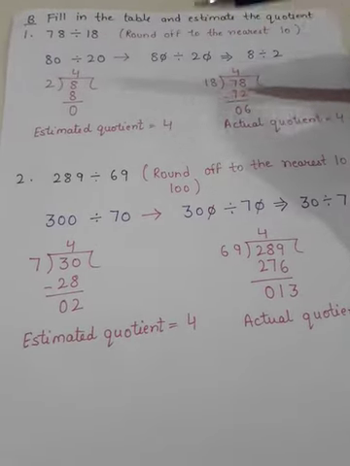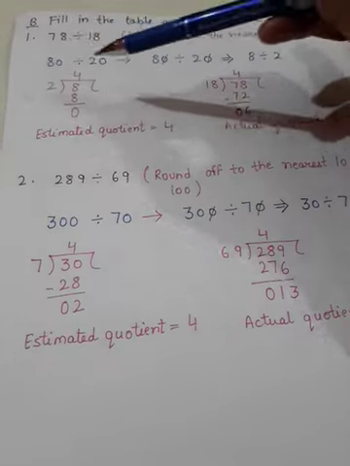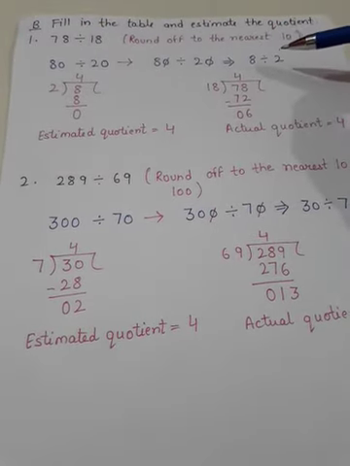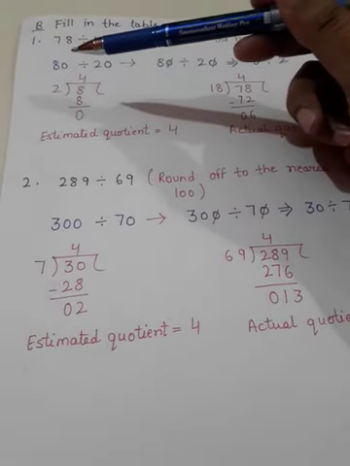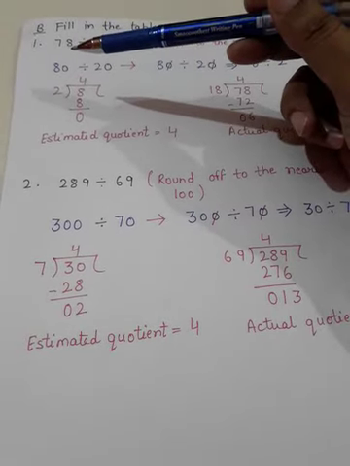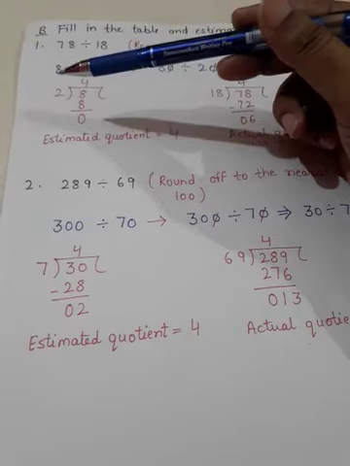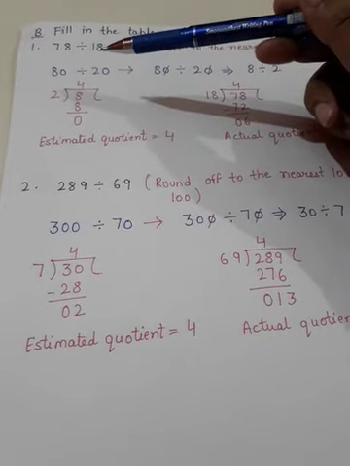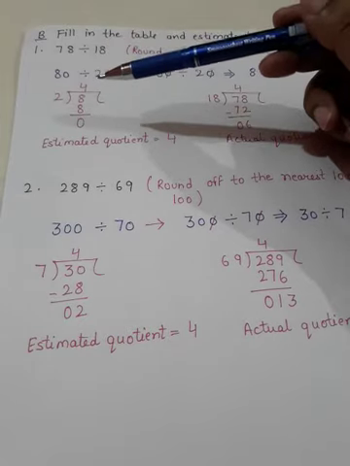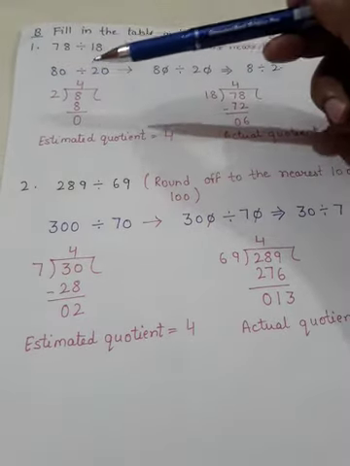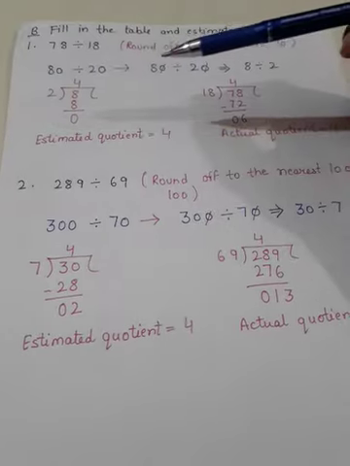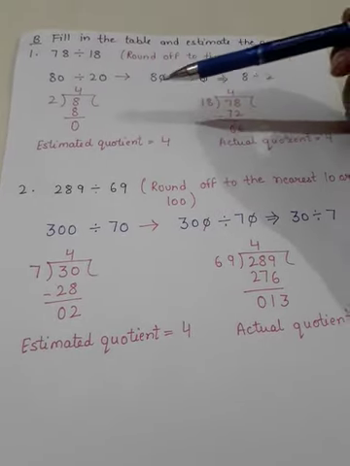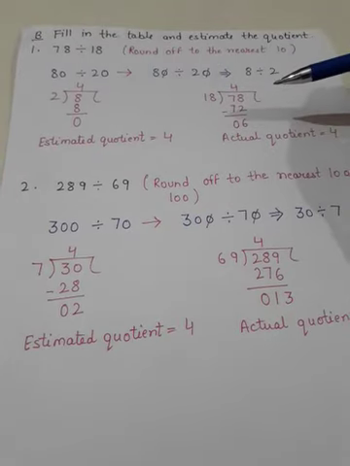78 divided by 18. So first of all, both numbers have only the tens digit and ones digit, so we will round off to the nearest 10. Now round off 78. 8 is greater than 5, so what will we do? 8 becomes 0 and 7 plus 1, 8. Divide 18. Again 8 is greater than 5, so 8 becomes 0 and 1 plus 1, 2. So this is 80 divided by 20. Right? Now the second step is cancel the zeros. So what is left when you cancel both zeros? 8 divided by 2.